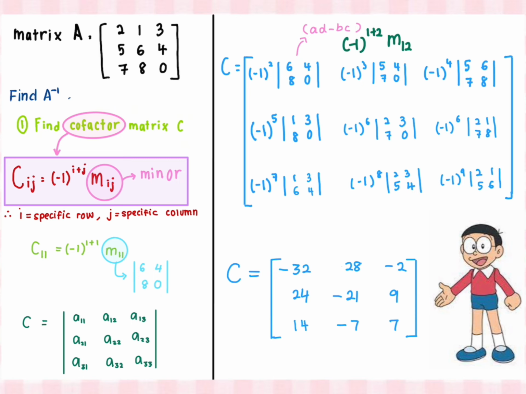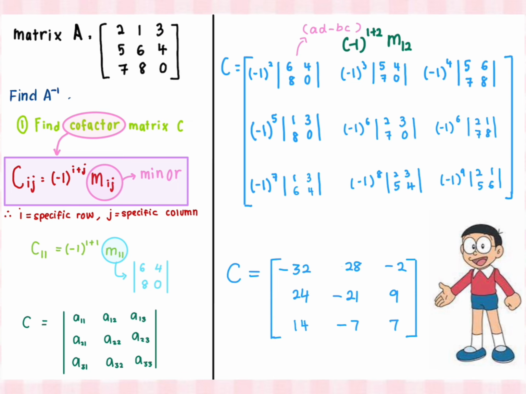The next step is we need to find C12. For C12, we just need to substitute the row and the column into this formula. We will get -1 to the power of 1 plus 2 times M12. So we will need to find M12. M12 means the minor of the first row and the second column. What we need to do is close the first row and close the second column of the matrix. As we close, we take the excluded numbers as our minor and put them in here.